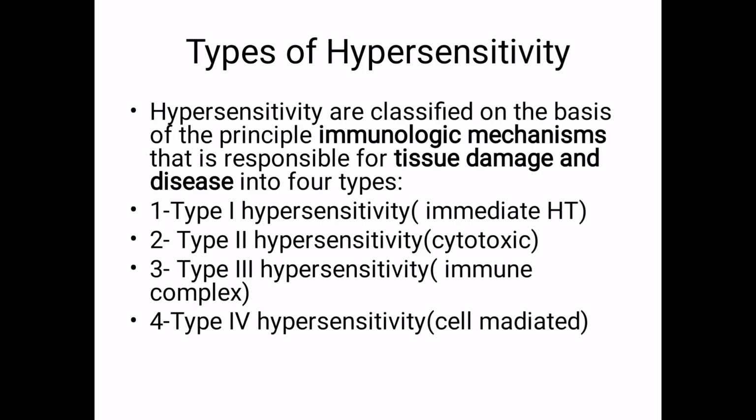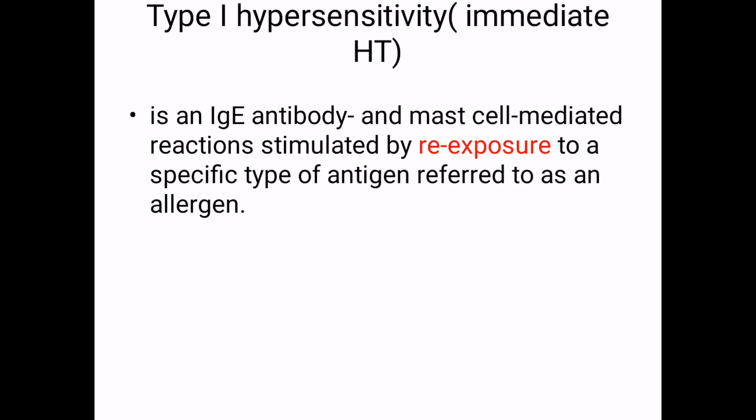These are the types of hypersensitivity. There are four types of hypersensitivity reaction, and they are classified according to the immunological mechanism that's responsible for tissue damage and the diseases. These four types are: type 1 hypersensitivity reaction; type 2 hypersensitivity reaction, which we call cytotoxic; type 3 hypersensitivity reaction, which we call immune complex mediated; and type 4 hypersensitivity reaction, which we call cell mediated immunity or cell mediated hypersensitivity reaction.